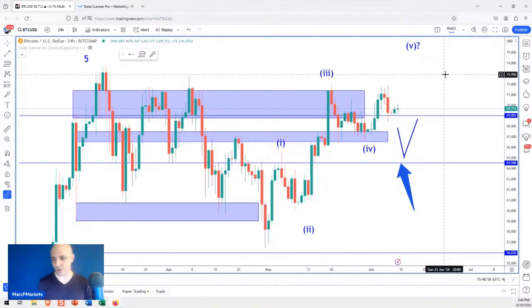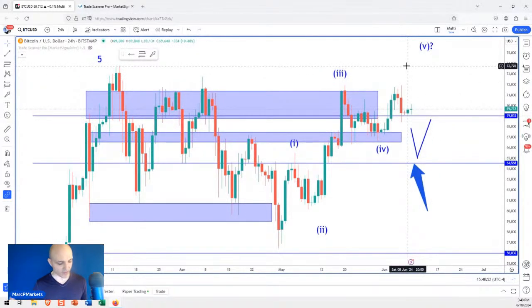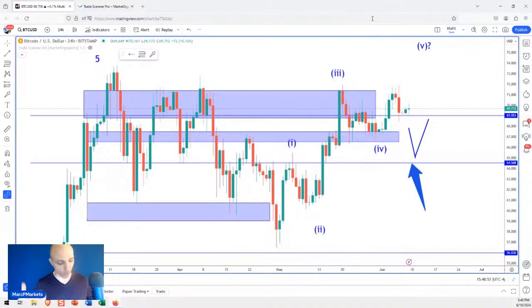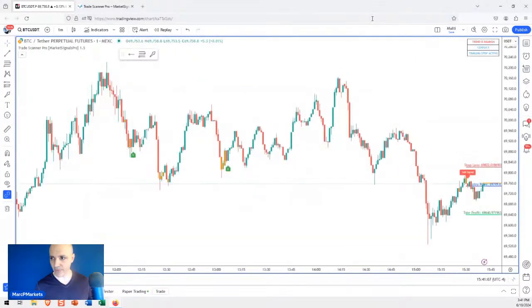Let's now get into the trade scanner, shall we? Because I think I've covered this enough. You guys should be pretty well prepared now for at least the next few days. Okay, so let's now get into the trade scanner, shall we?